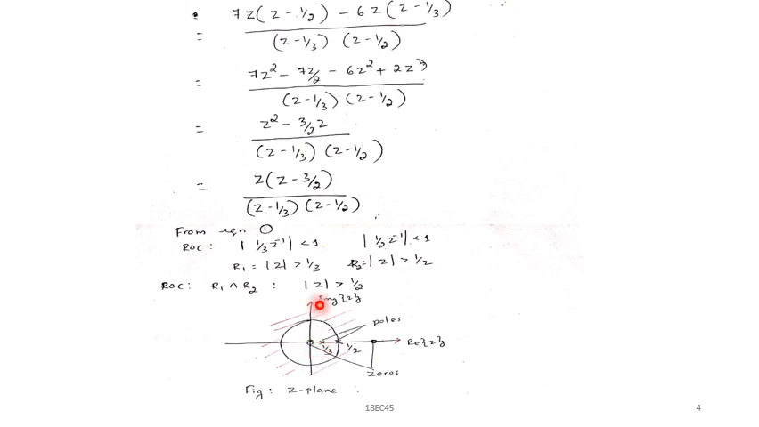So here I use the linearity property. For the linearity property, to determine the ROC, you should take the intersection of two terms, that is R1 and R2, take the intersection of that, and the ROC will be the combination of that.